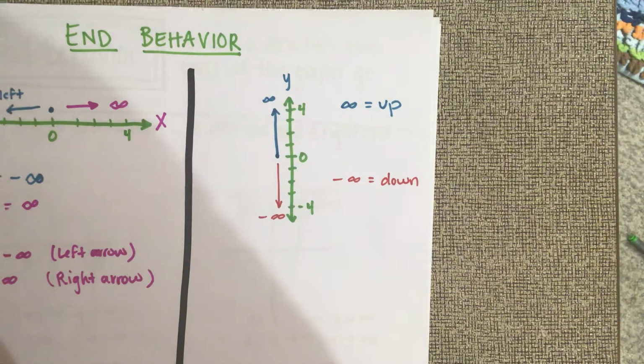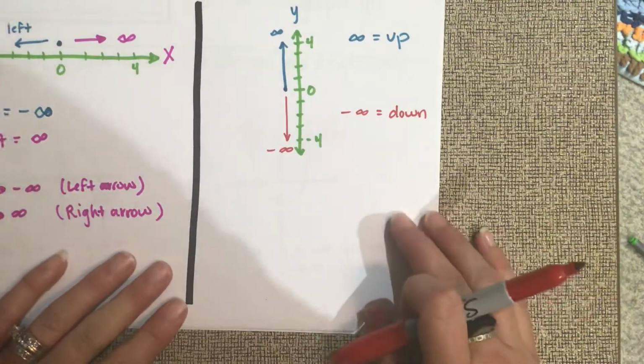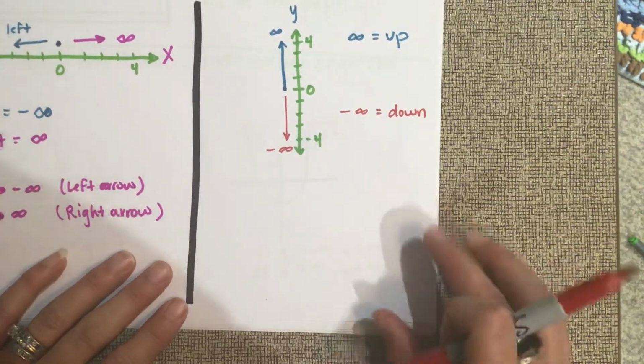To go left, we're saying negative infinity. To go down, we say negative infinity. To go right, we're saying positive infinity. And to go up, we're saying positive infinity. So that's really important for you to understand. So one more time, and you might want to write this down in your notes. Write this on a sticky note somewhere so as you're doing your work.